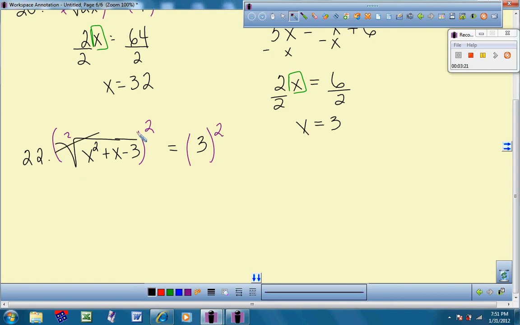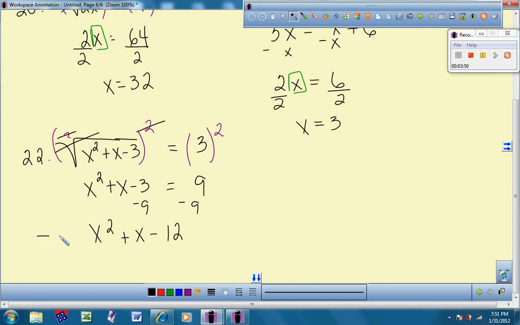Radical, exponent, and x all cancel each other out. We're left with x squared plus x minus 3. 3 squared is 9. Alright, we are going to go ahead and bring the 9 over by subtracting it. And we get x squared plus x minus 12.